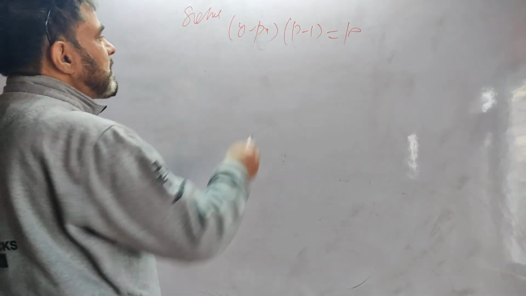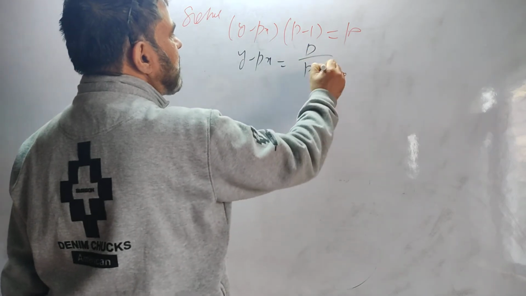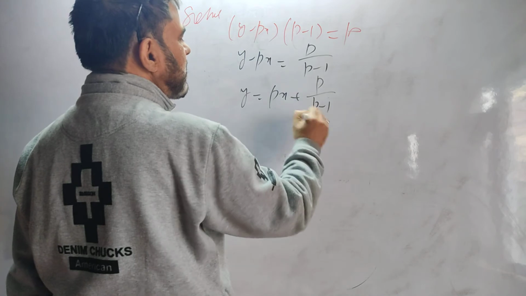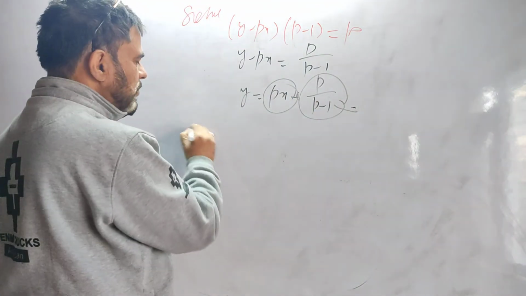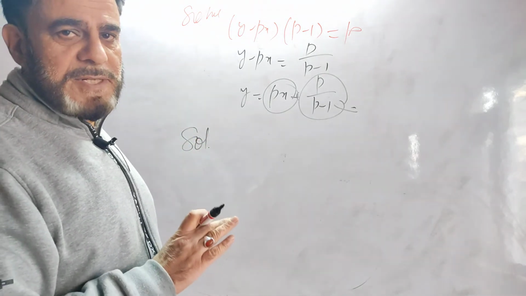You see, if you write this equation, it is very simple. y minus px is p by p minus 1. That is, y is equal to px plus p by p minus 1. Nothing else. This is your px, and this is your function of p. You can write the solution by Clairaut. You see, this is the utility of Clairaut's differential equation.